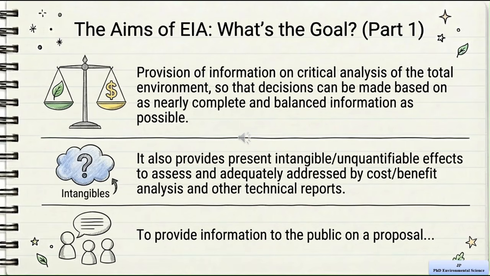Aims of EIA. What's the goal? So this tells us what EIA tries to achieve. First, provide complete and balanced information. EIA provides information for critical analysis of the total environment. It collects and gives full information about the environment so that decisions are made properly.